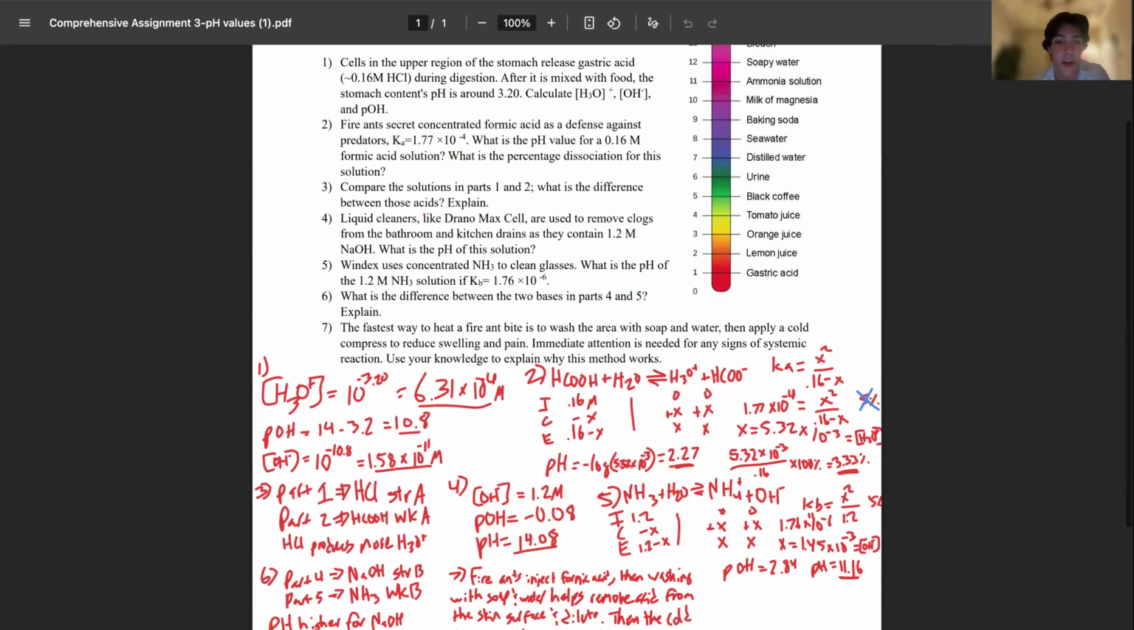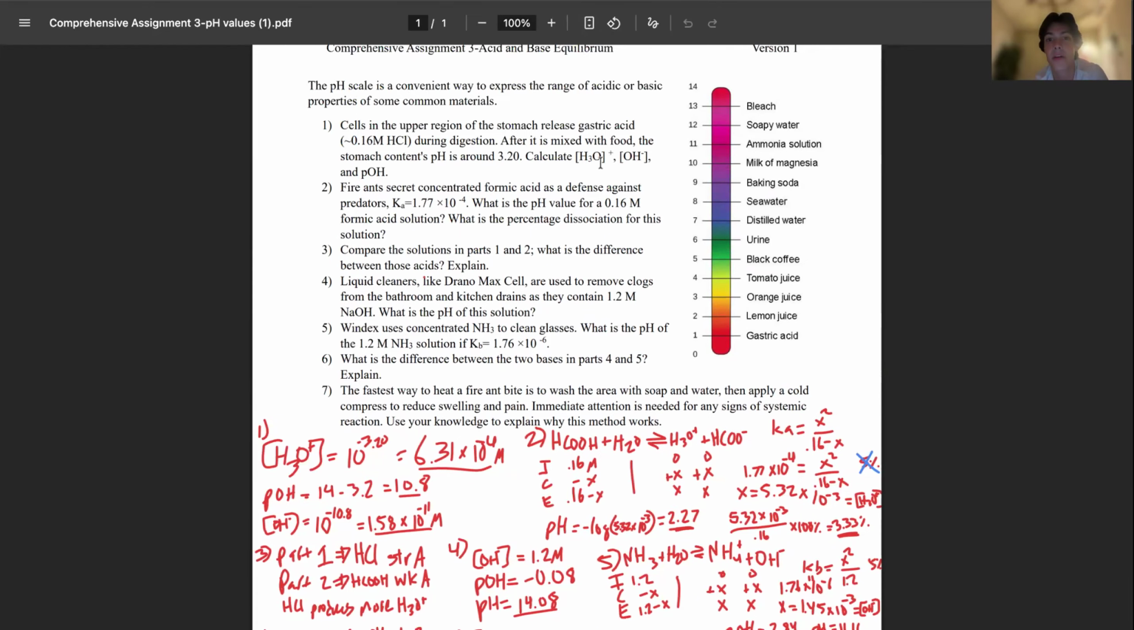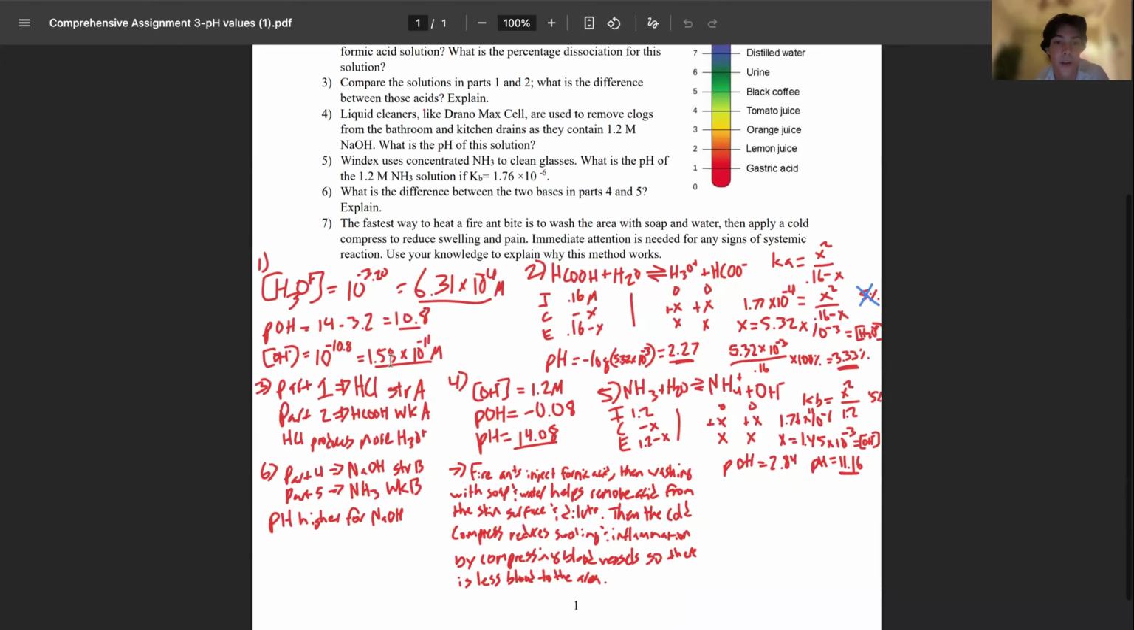For the first question, you need to find the concentration of H3O, OH, and pOH. The concentration of H3O can be found using the opposite of the pH, or you're using the pH to find the concentration. So you do 10 to the power of negative pH, which would give you a concentration of 6.31 times 10 to the power of negative 4 molality.